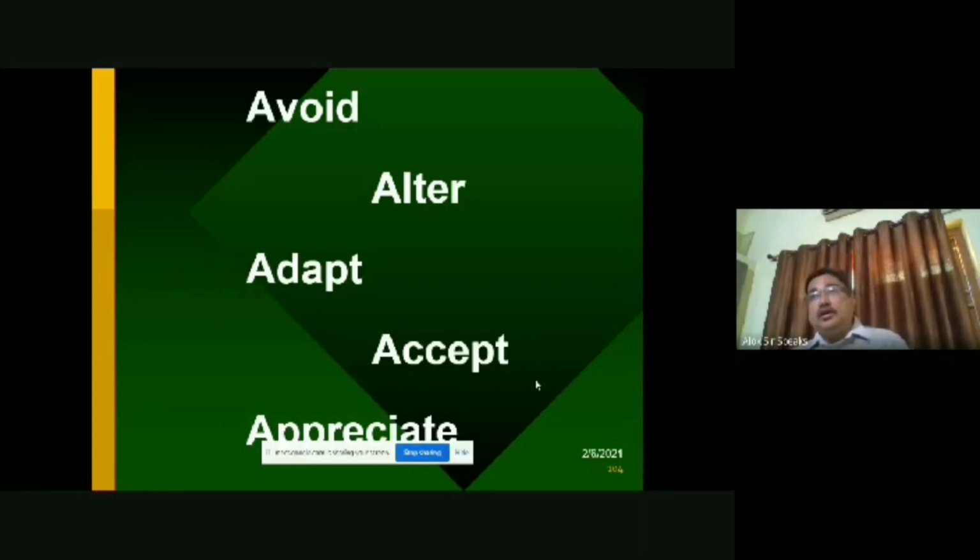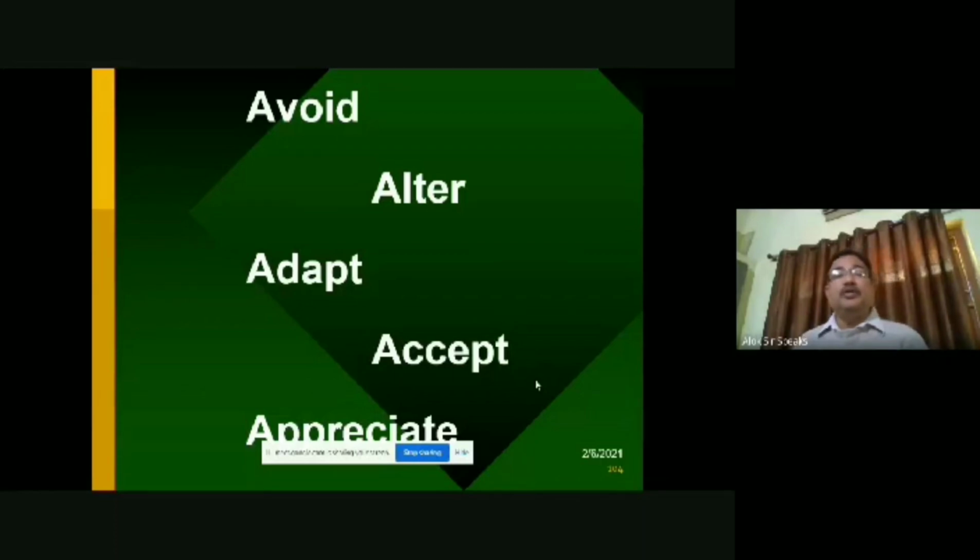Then alter. If I am not feeling comfortable with a particular person, and I've started avoiding him, and I still need a companion to share my things with, then I can alter, I can look for a better company, a more compatible company or person or place or situation or house or something.